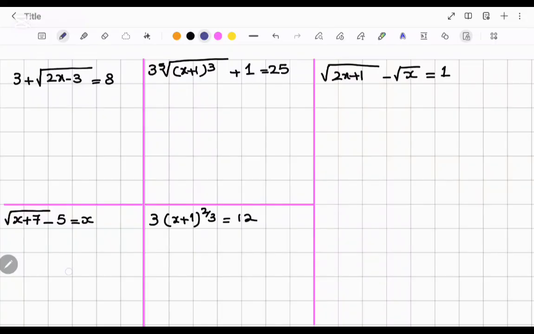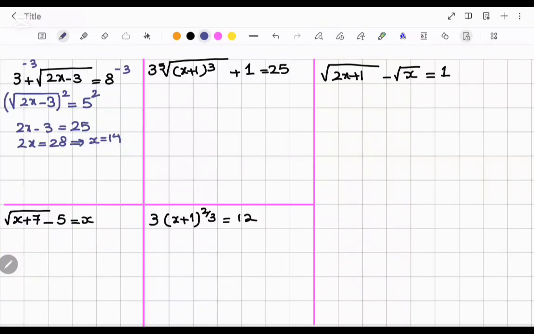So for example, in this question, the first thing I will do is move 3 to the other side. It's like I'm subtracting 3 from both sides, and I'm going to have 5 on the other side. After that, the next part is to get rid of the radical. Since the index of the radical is 2 here and it's a square root, if I raise both parts to the power of 2, I can get rid of the radical. So it's going to be 2x minus 3 is equal to 25. Therefore 2x is going to be 28 and x is going to be 14.